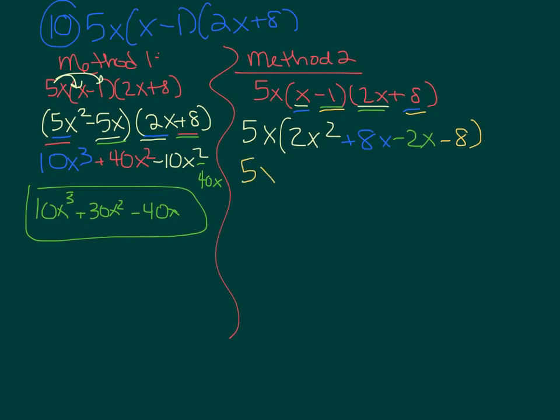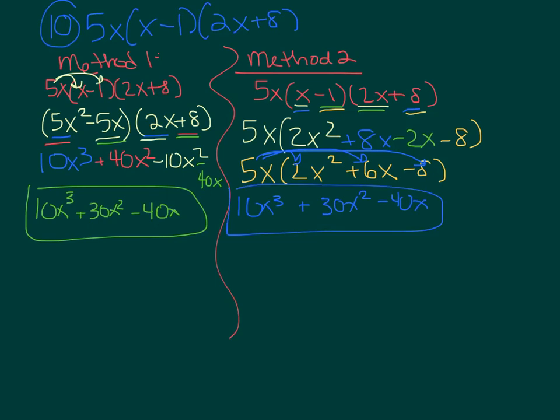Then you simplify the stuff in your parentheses. The only thing you can simplify is these x's. And finally, you are going to distribute this 5x. When you do that, you get 10x to the third plus 30x to the second minus 40x. You'll notice I got the exact same answer both methods. It is your decision which one you want to do. You'll get the same for both.